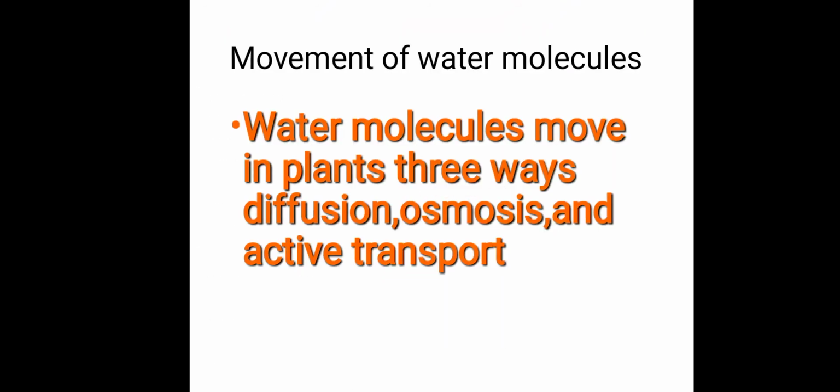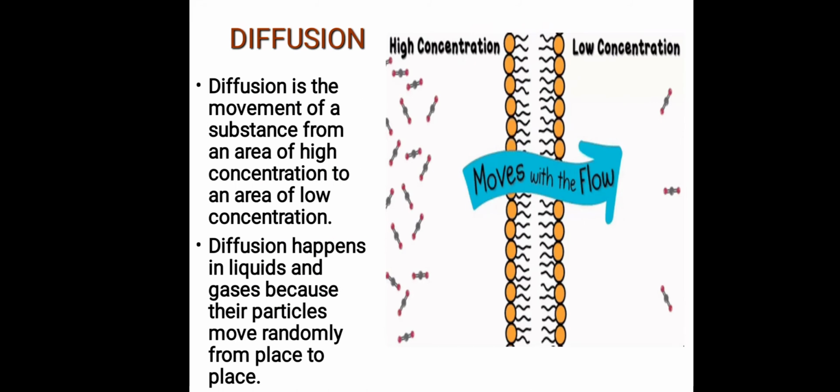A high concentration would be the solute, and the low concentration would be water. An example of a solute is salt and the solution is water. When salt is put inside the water, the movement of molecules takes place from a region of higher to lower concentration. Diffusion happens in liquids and gases because their particles move randomly from place to place. So you put salt in the water, the salt will mingle with the water and we get a salt solution.